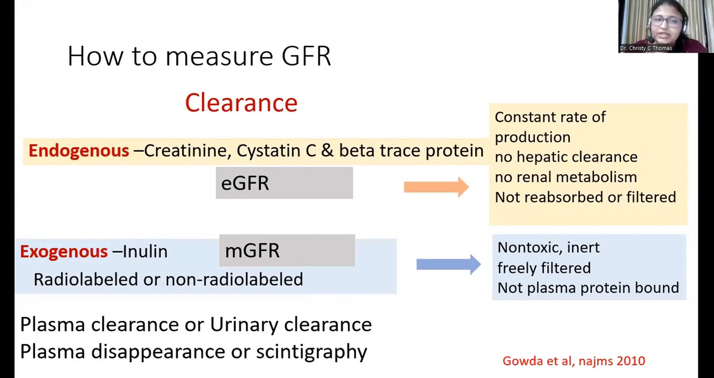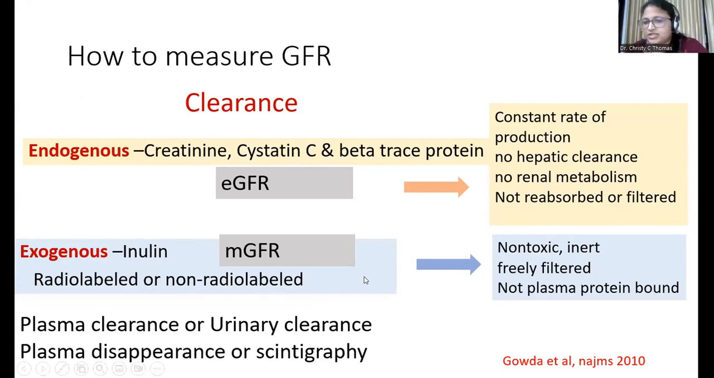These molecules include creatinine, cystatin C, and beta trace protein. And these are otherwise called the endogenous markers of glomerular filtration assessment. These endogenous markers will help us to derive the estimated GFR or the eGFR. We can introduce some molecules, and from the calculation from them, we can have the measured GFR or the mGFR. These molecules are called exogenous markers, which include inulin, radio-labeled or non-radio-labeled molecules.